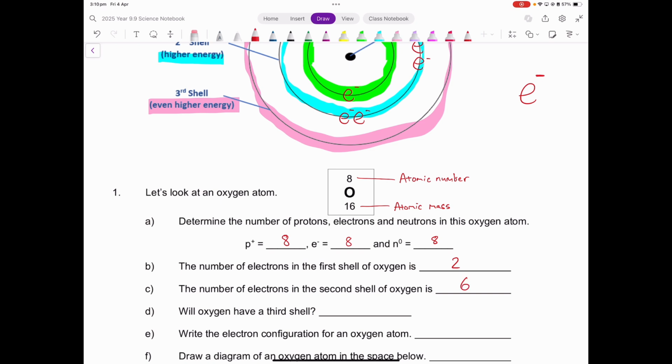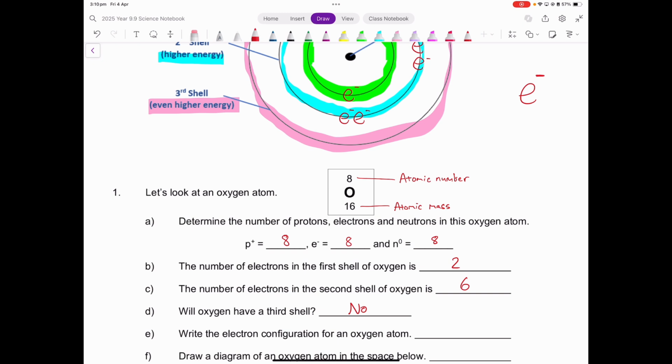Are we ever going to get to the third shell? Do we need a third bag for all these electrons? No, not for oxygen, so no. No, because we just don't need the extra bag, okay? So in this case, we keep it to the first and the second shell. We really don't want to carry around an extra bag, an extra shell, if we don't have to.